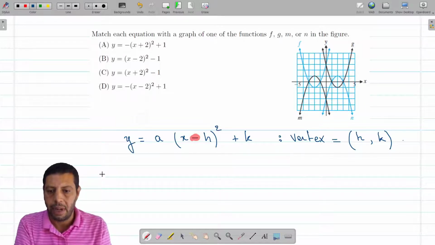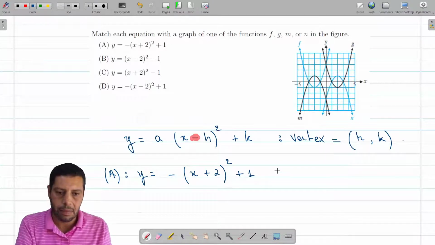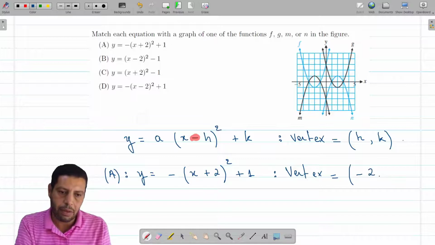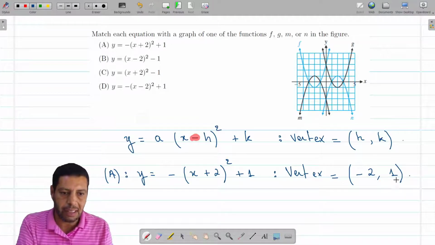Now let's start with the first one. We have A, in which y equals negative (x plus 2) squared plus 1. In this case, it's obvious that the vertex is the point (negative 2, 1). Why is it negative 2? Because we said it's x minus h squared. So if you have x plus 2 here, the h corresponds to negative 2. So the vertex is (negative 2, 1).